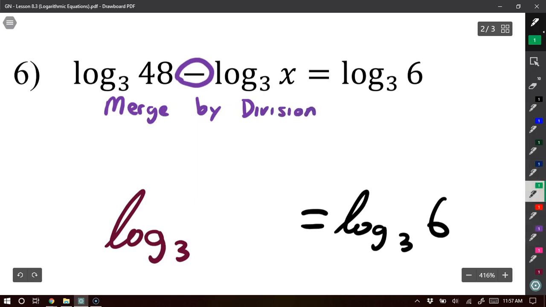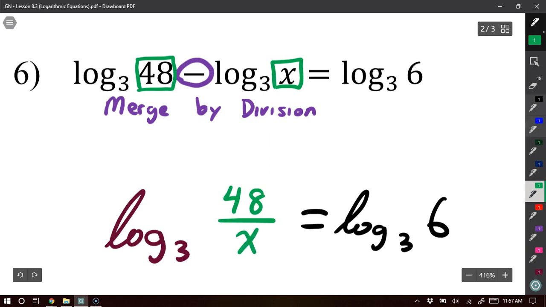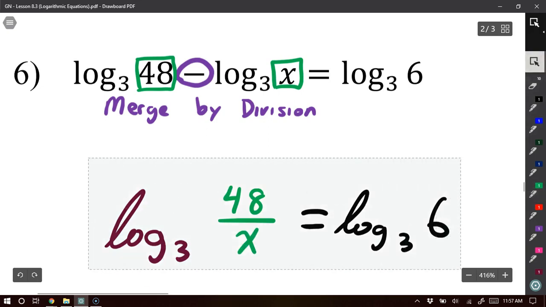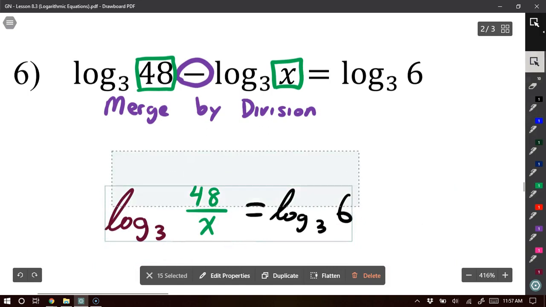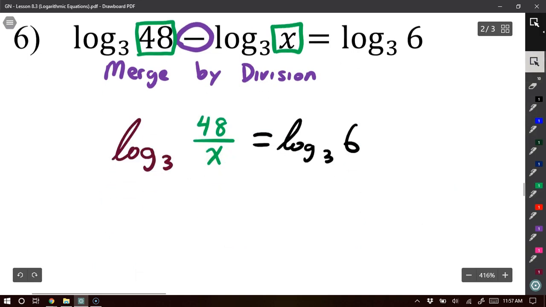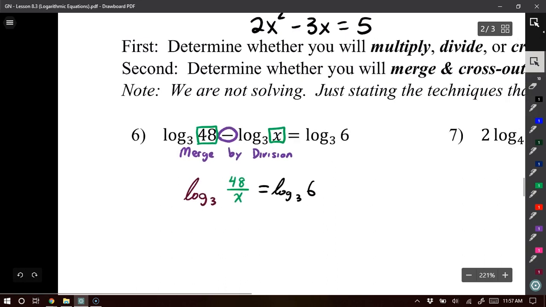So I am going to take my 48, and I'm going to take my x, and I'm going to merge those two logs into one single log by dividing those numbers together. And there we go. There is the first part. Merge by division.